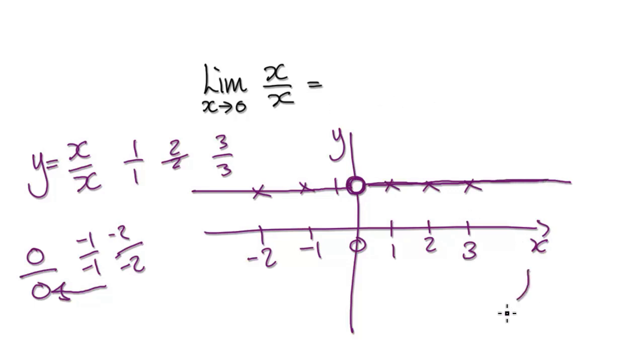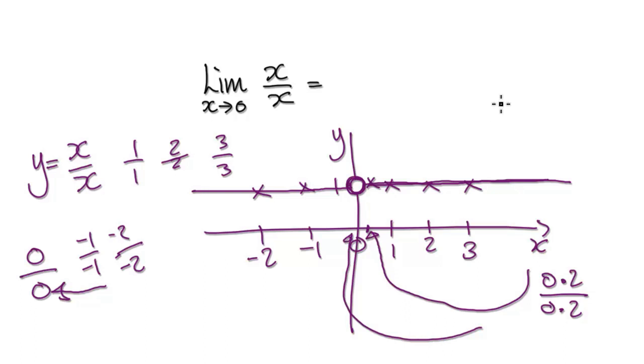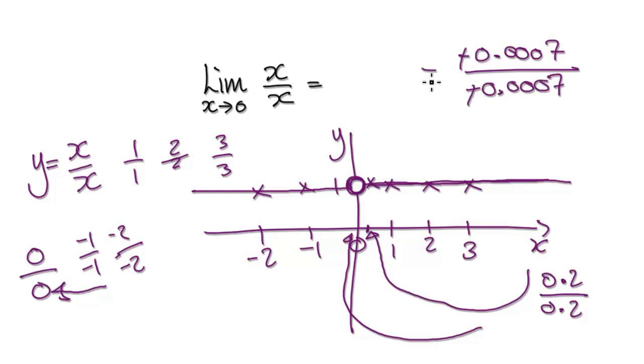And remember, even if you select a weird number, let's say 0.2, 0.2 divided by 0.2 is still 1. Even if you zoom in to here, let's say negative 0.0007 divided by negative 0.0007, the two negatives cancel each other out. It's still going to be 1. So even if you zoom in really close to 0, it will still be 1. It's just that dead on 0, it breaks down.